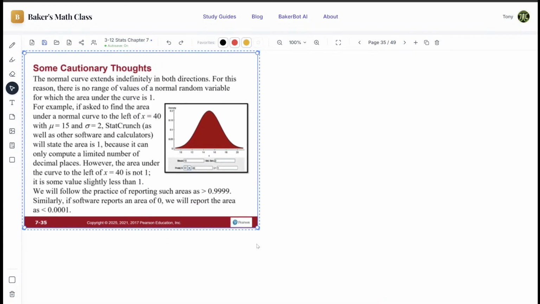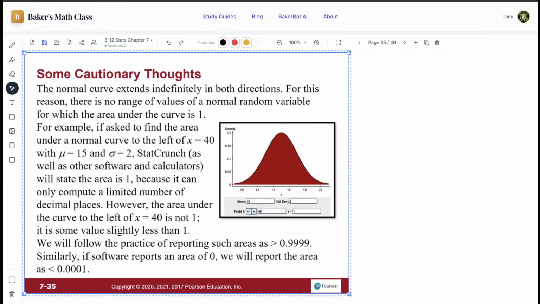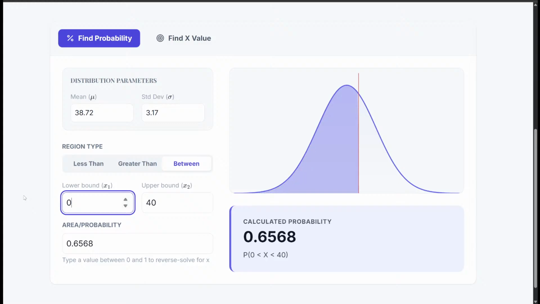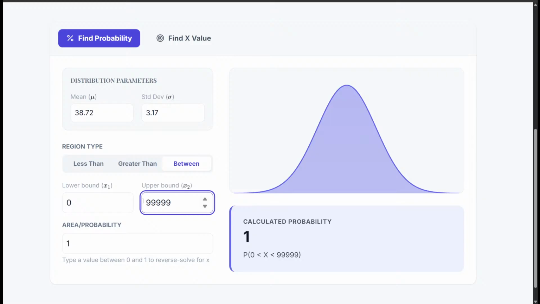All right, there are a couple things. See how this thing gets 1? Technically, you'll never get 1. Okay? You can never get 1.